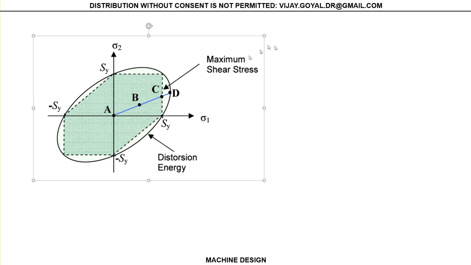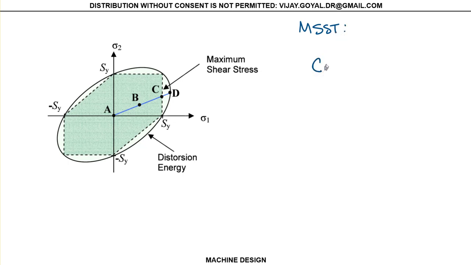Okay. So let's go with the point that we are still working, the maximum shear stress theory. Let's go with point C. Now at point C, this is what happens. At point C, it is still safe, but it's at onset of failure.